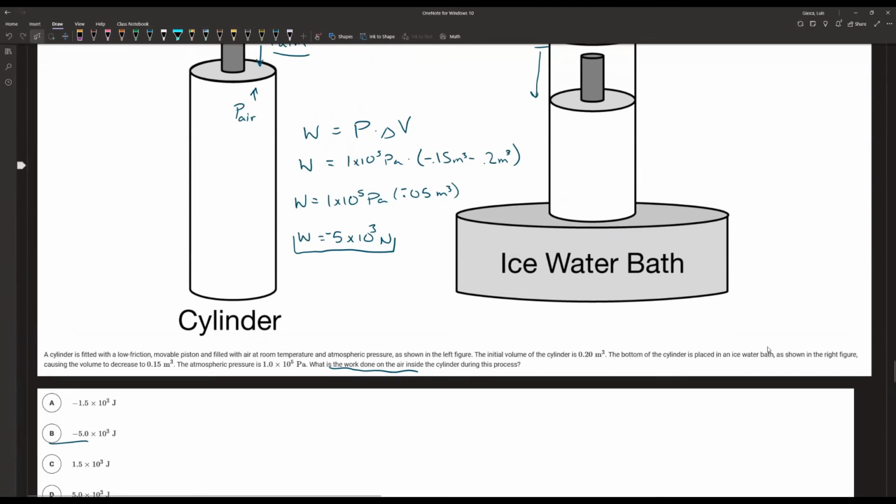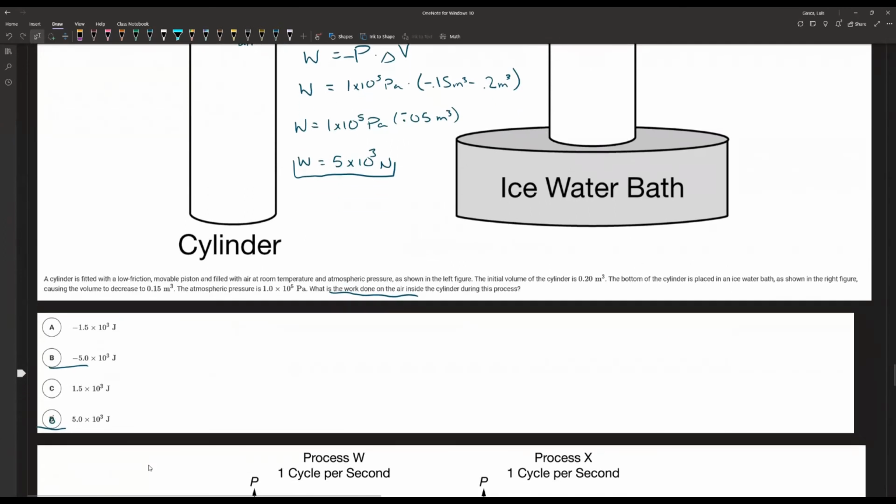Oh, hold on. I think I'm going to double negative myself. Work done on the gas is positive if the change in volume is negative. So no, because there's really the little negative there. And so, well, bam. It's going to be D. Almost made a mistake there.